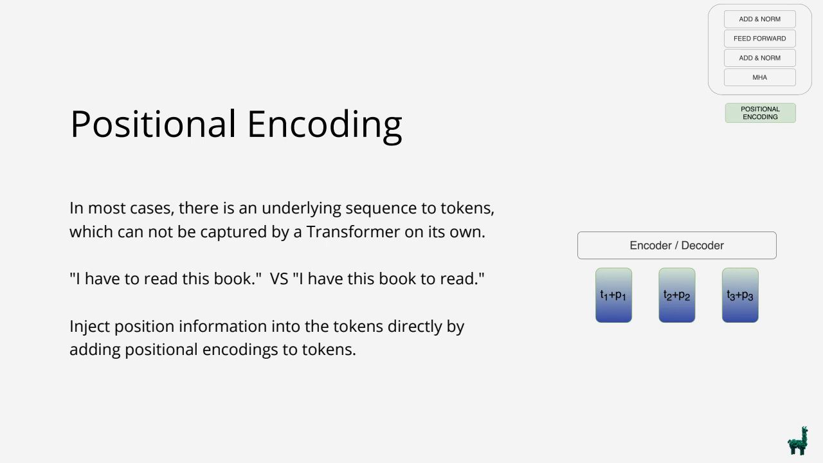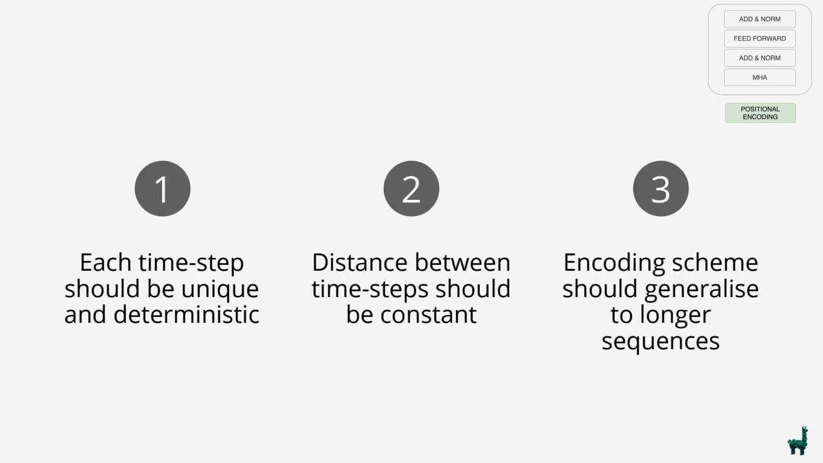So your first token will get position one added to it, your second token will get position two added to it, third one, position three, et cetera. And it's not a concatenation or anything, it's literally just a summation of different positional tokens. Now, these positional tokens have characteristics that make them perfect. There are a lot of methods to do this, and not each one of them is perfect.